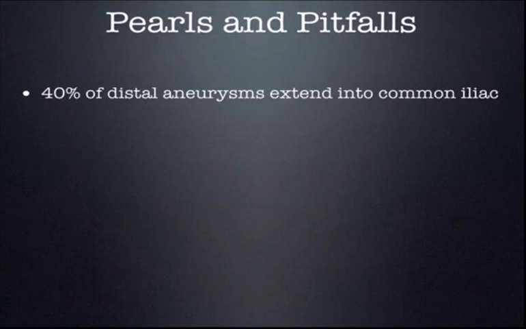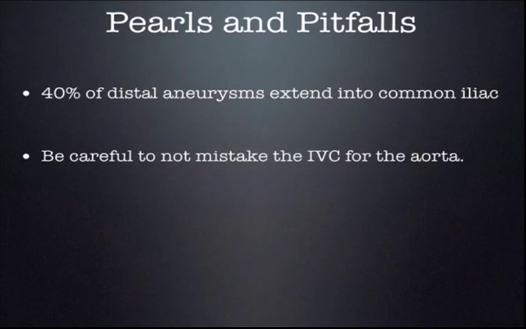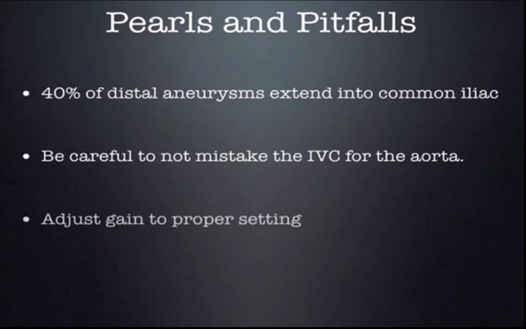40% of distal aneurysms extend to the common iliacs. Make sure that you scan the common iliacs in a patient who has a AAA. Also, make sure that your conventional probe orientation is used all the time, and this will help you prevent mistaking the IVC for the aorta and vice versa. Make sure that you adjust your gain to the proper settings. If you overgain, it's very difficult to tell where the aortic wall ends and begins.